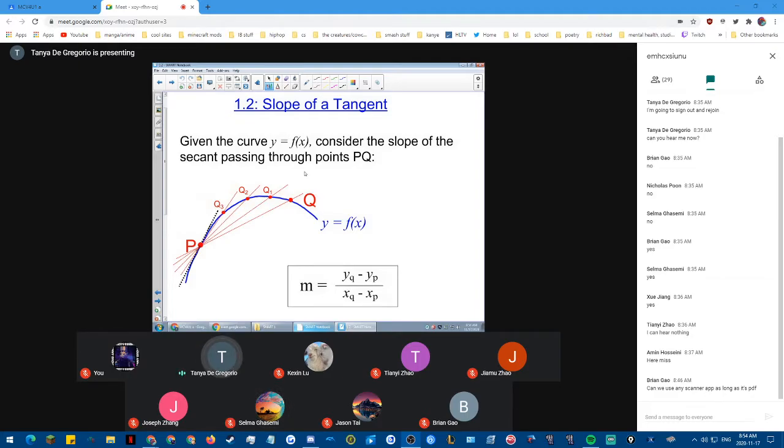To find slope, we do y2 minus y1 over x2 minus x1. It's the change in your y's over the change in your x's. It is also referred to as a rate of change. What's the difference between a slope and a rate of change? Who knows? There's a difference.